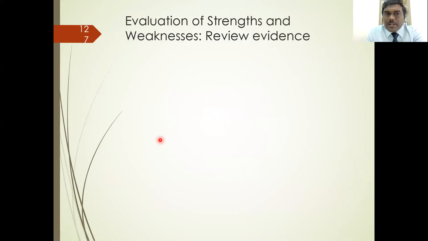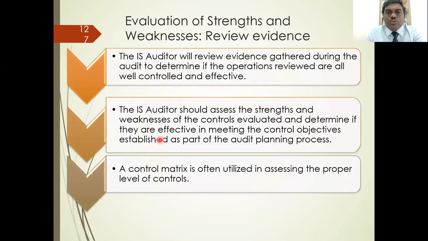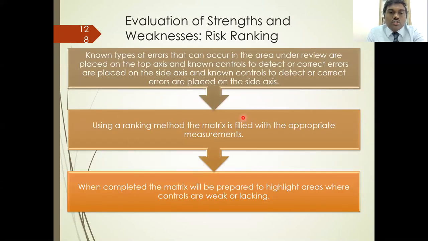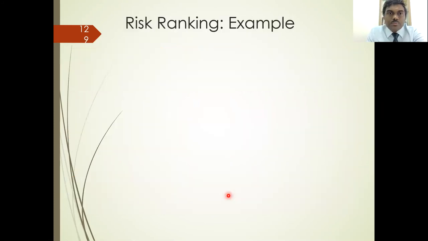And the last phase is reporting. In reporting, you focus on the evidence gathered. You should assess the strength and weakness of each of them. Normally a control matrix is utilized to assess the proper level of controls. So you also do what is called a risk ranking method. A matrix is used to fill in the appropriate measurements. When completed, the matrix will highlight the areas of issues.